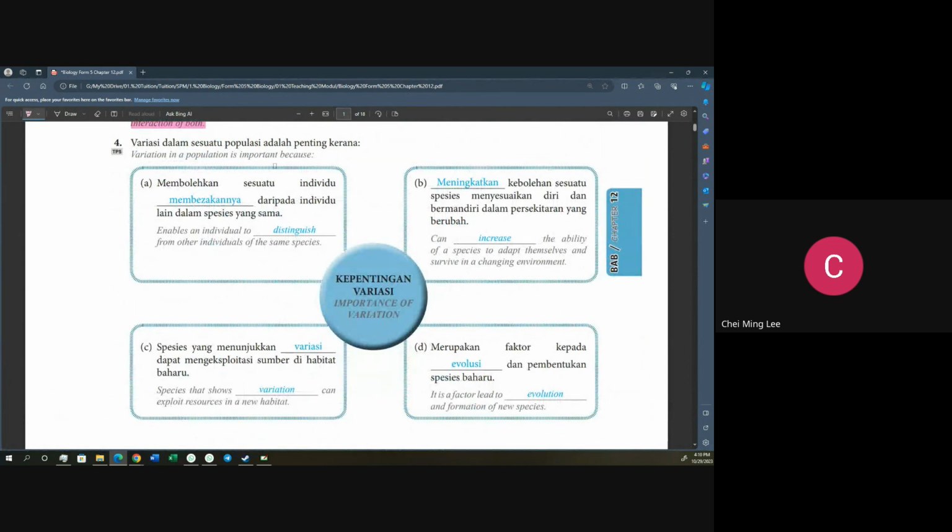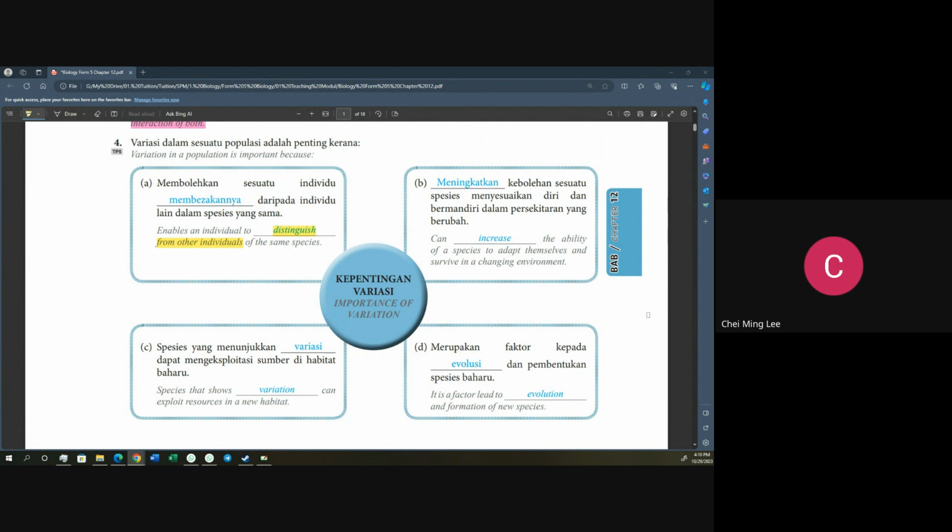So the variation in the population is important. Why? Let's see the importance of that. First one, it will enable the individual to distinguish from other individuals of the same species. We can distinguish between each other by the physical appearance. Between maybe Yuanren and Jinjie is different, so that's why we can distinguish between them.